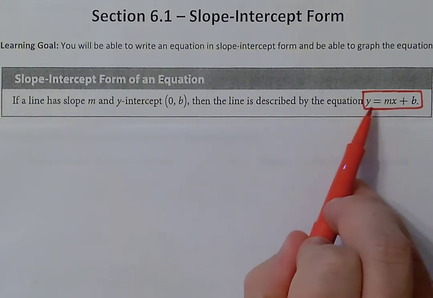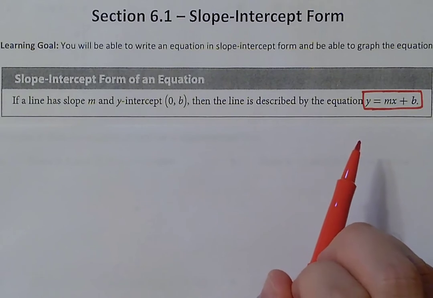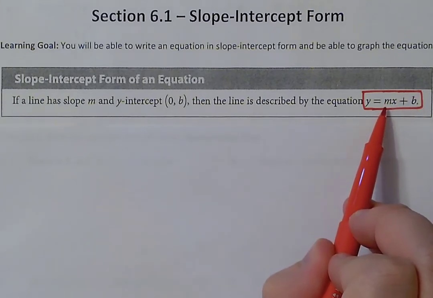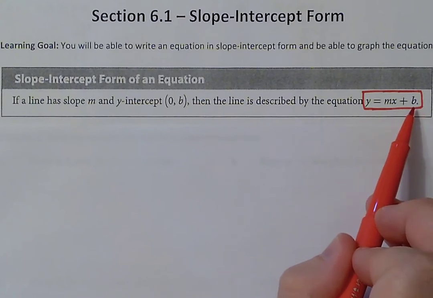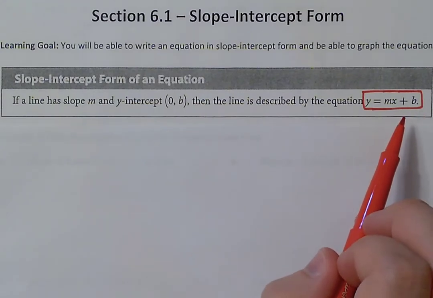X and y just refer to our points (x, y). M is going to be our slope, our rise over run. And then b is going to be our y-intercept, so where it crosses the y-axis.